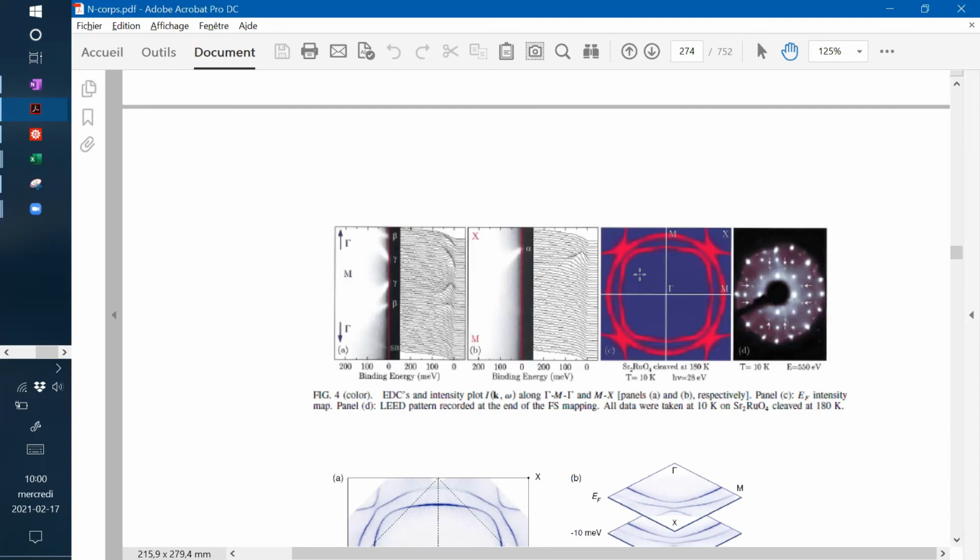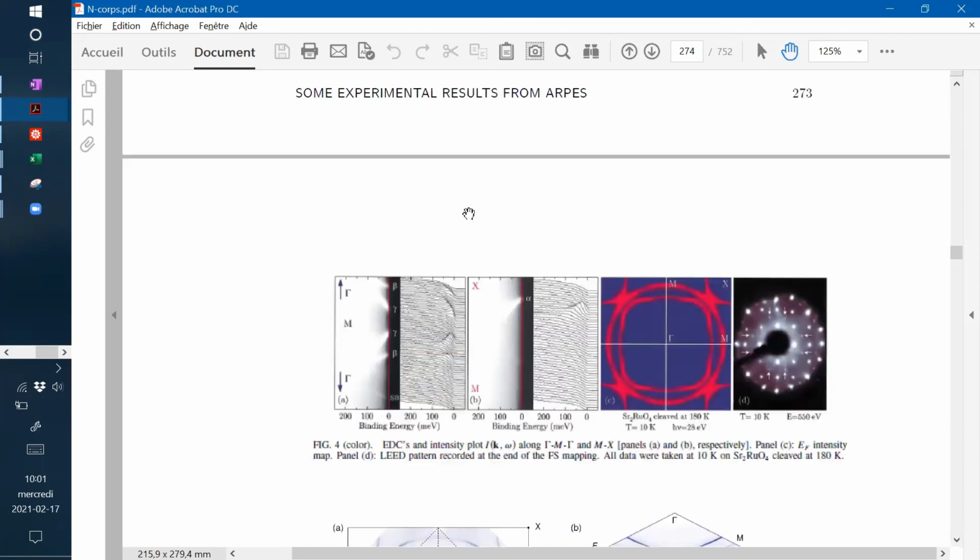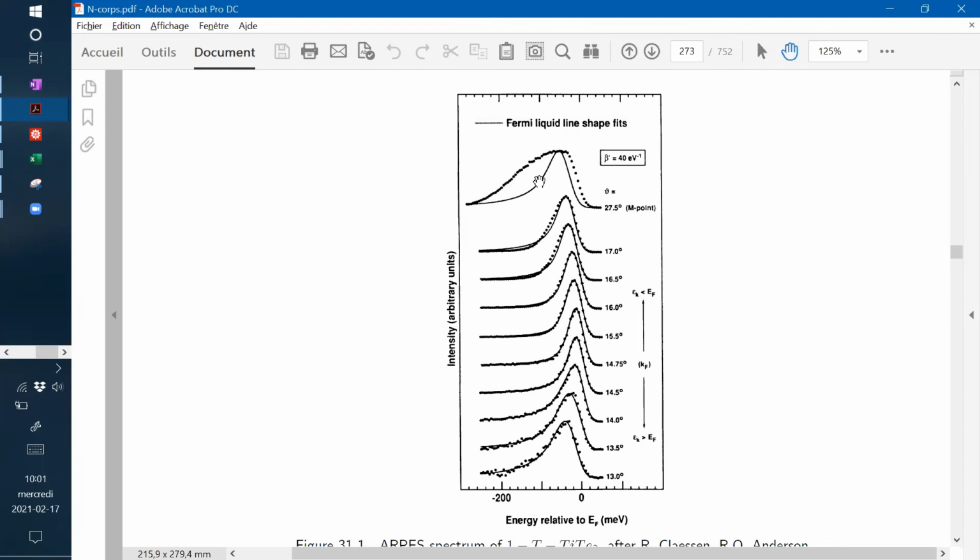This compound is strontium ruthenate, which is quite famous, and there's still some research in my group and other groups on this. And you see here, these are the energy distribution curves. So this experiment here was done in 1992. The high temperature superconductors were discovered in 1986-7. And they turned out to be very two-dimensional.